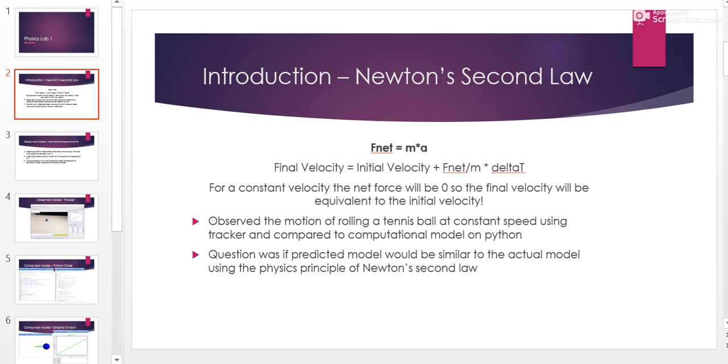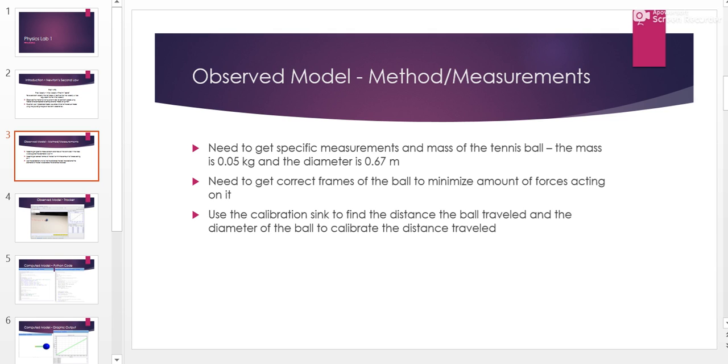So the way that I divided this up was by looking at the observed model separately and the computational model separately. In terms of the observed model, the method of measurements that we had to use was that we first had to get the specific measurements and mass of the tennis ball. The mass was 0.05 kilograms and the diameter was 0.67, and we needed to get the correct frames of the ball used in the video to minimize the amount of forces acting on it. Additionally, we also used a calibration stick to find the distance that the ball traveled and the diameter of the ball to calibrate the distance traveled.